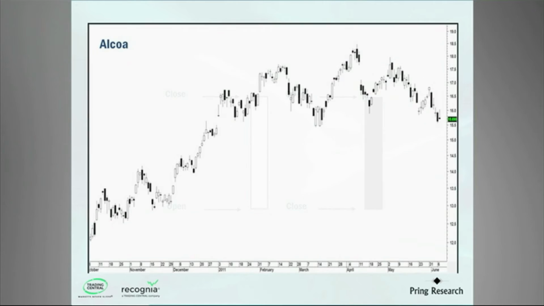Here's a daily candle chart of Alcoa, for example. Candle charts place greater emphasis on the opening and closing prices than do bar charts. One advantage of candles is that they take up a lot of horizontal space, so it's possible to plot only a small amount of data at a time.